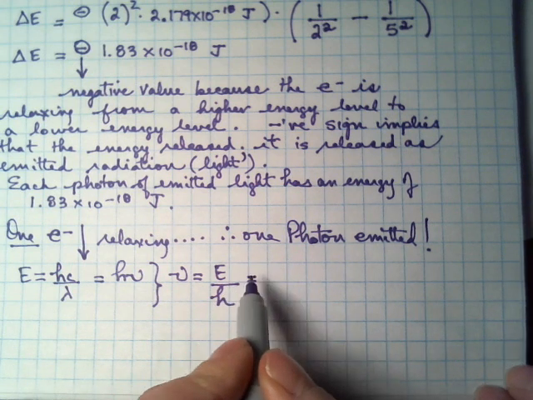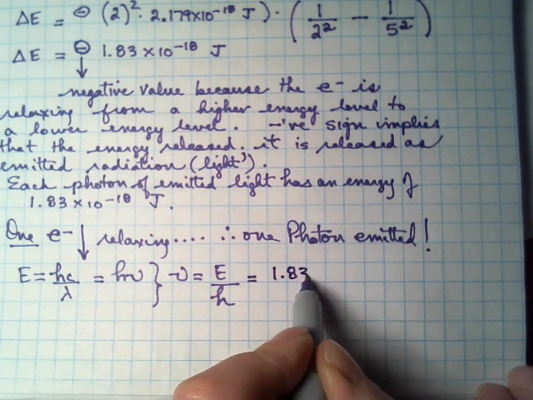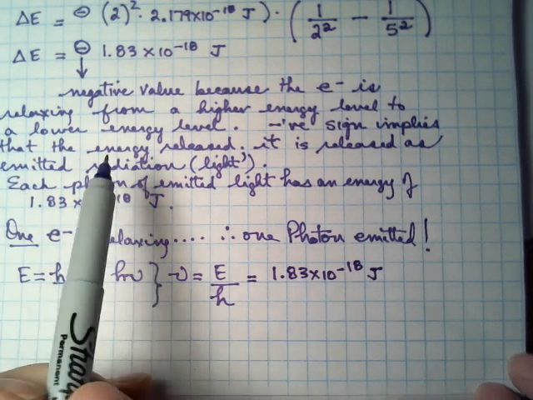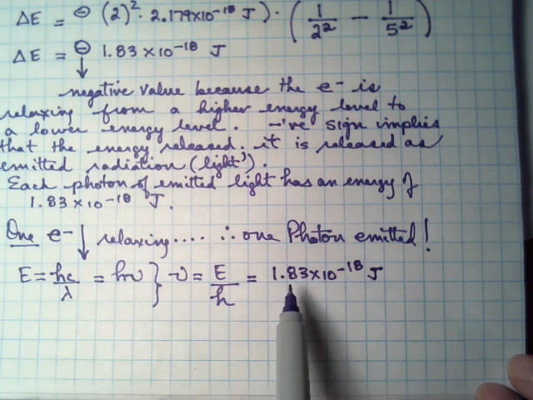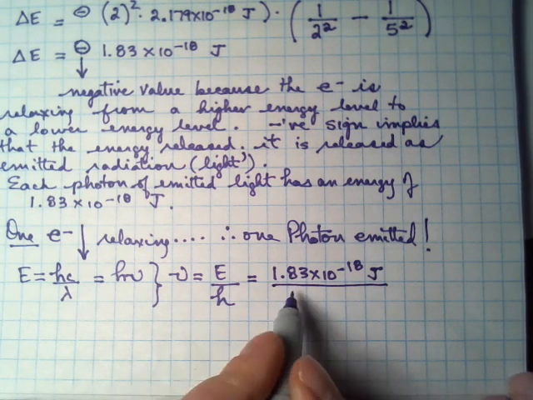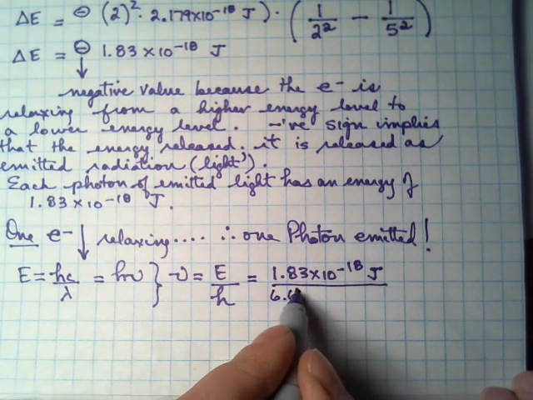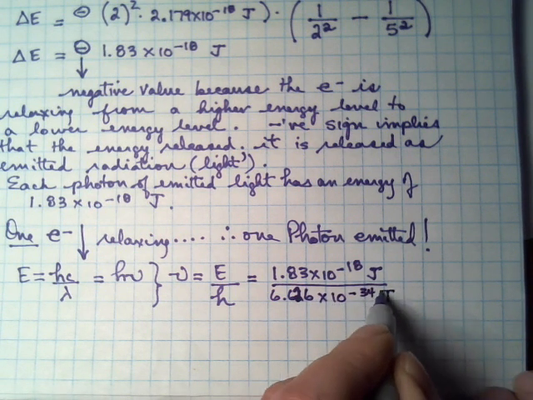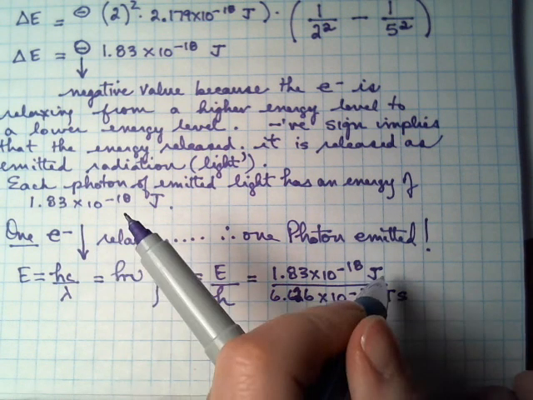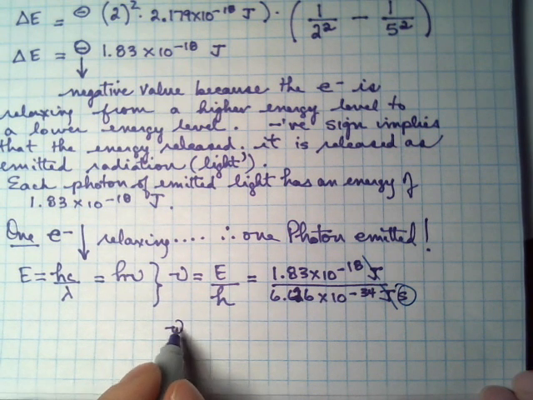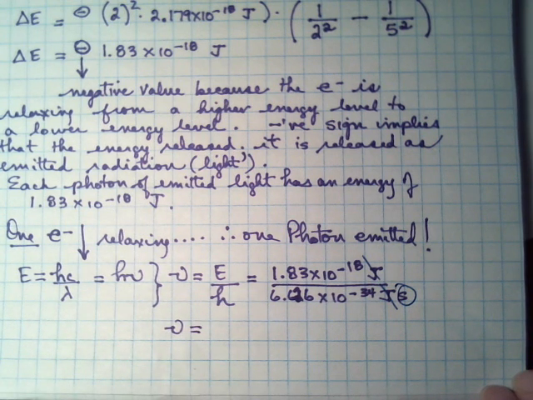That is equal to, so I'm going to take the value of 1.83 times 10 to the minus 18 joules. Okay, so you notice I drop the negative sign, doesn't mean anything now, and I divide it by Planck's constant, 6.626 times 10 to the minus 34 joule seconds. And I can see that those will cancel, and I'm left with seconds in the denominator, so it'll have units of seconds to the minus 1. That frequency is, hold on.